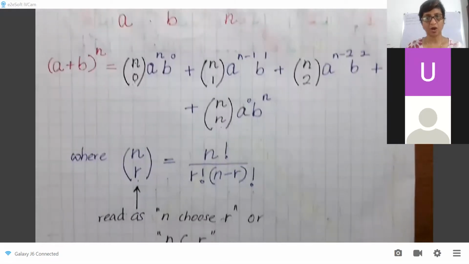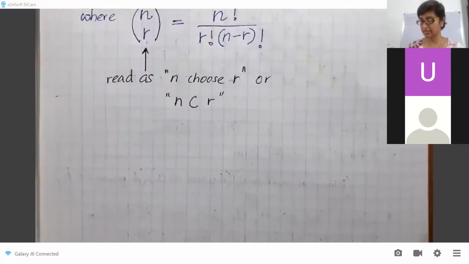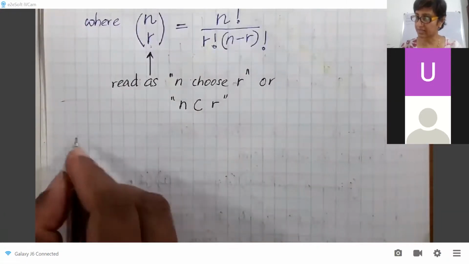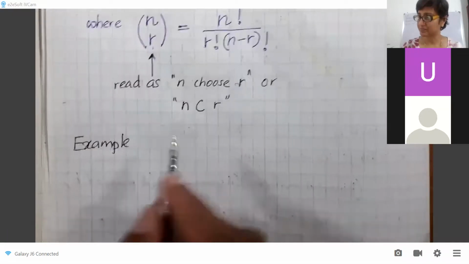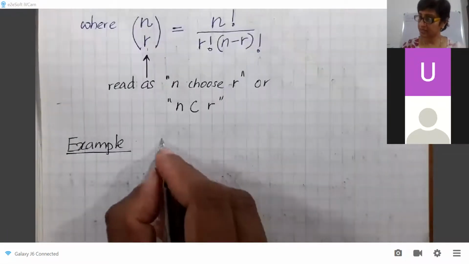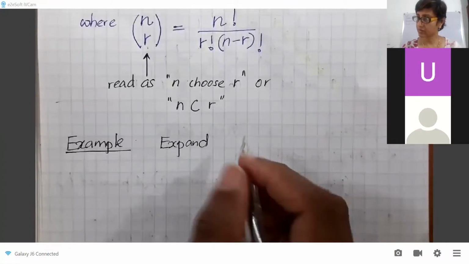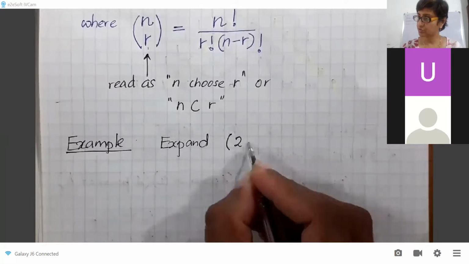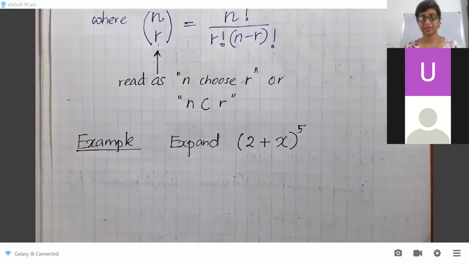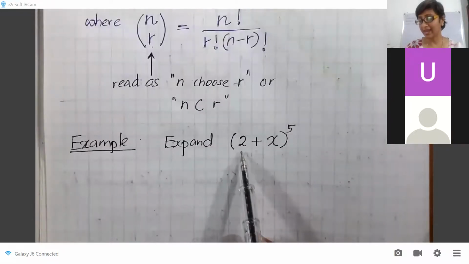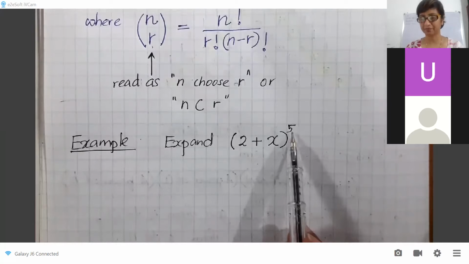Now I will show you how to apply this formula. Let us try writing an expansion using this theorem. Let me take a simple example, and I'm going to use this formula to get the binomial coefficients. Example: expand 2 plus x to the power of 5. My a is 2, my b is x, and my n is 5.